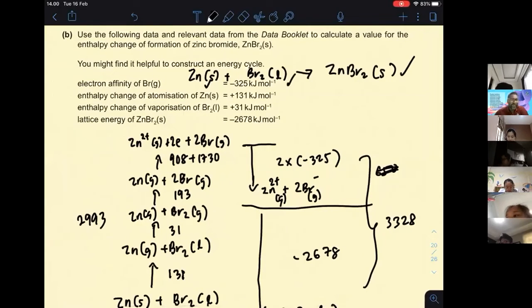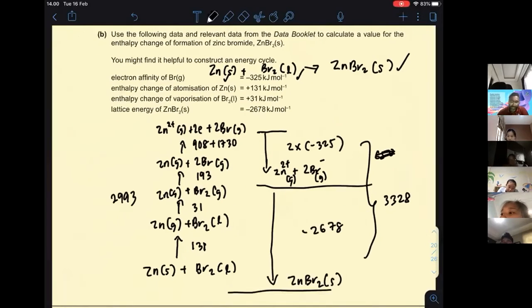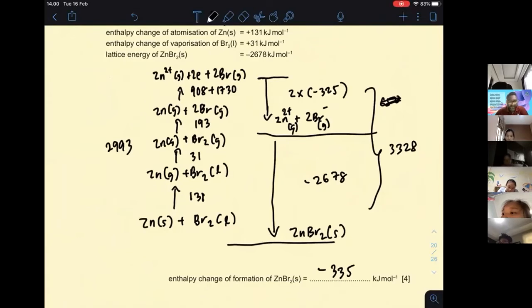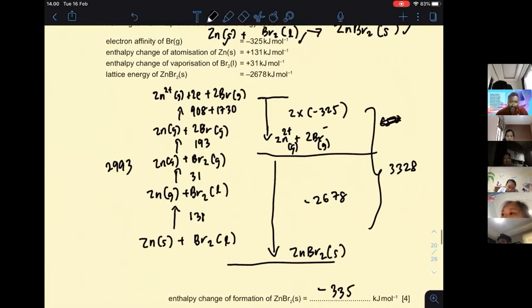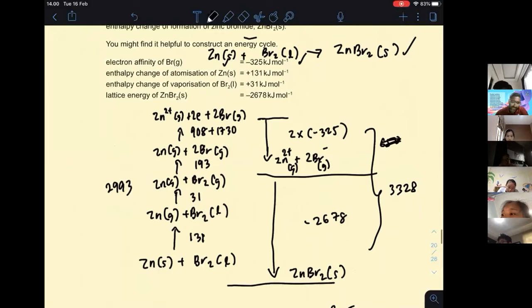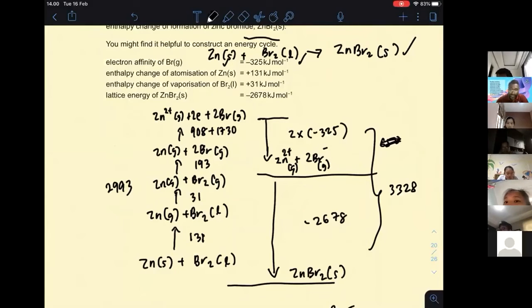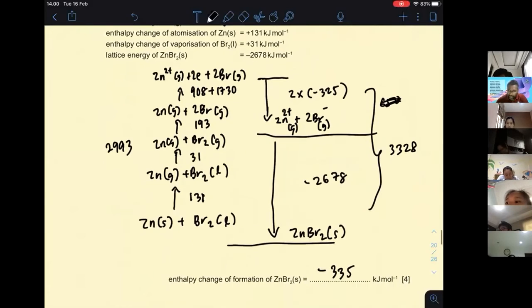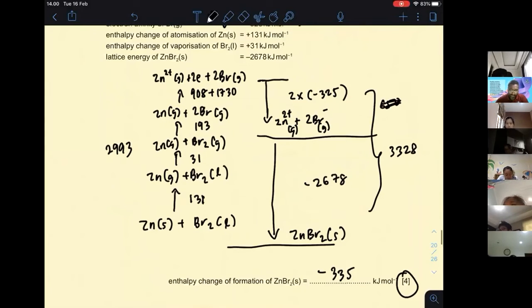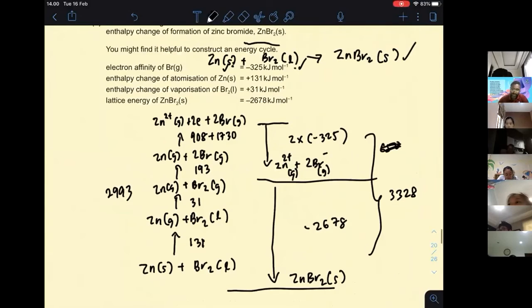Then I need to think, do I have formation data or other data that I can use? In this case, I don't have formation data. So I need to use the longer method, which is going to be the Born-Haber cycle method. They didn't tell you to construct it, but here you see you need to construct an energy cycle, so it is some sort of a hint for you already. Even though it's 4 marks, you need to show them your working. So how do I show the working? I start from here, zinc in solid form and Br2 in liquid form.